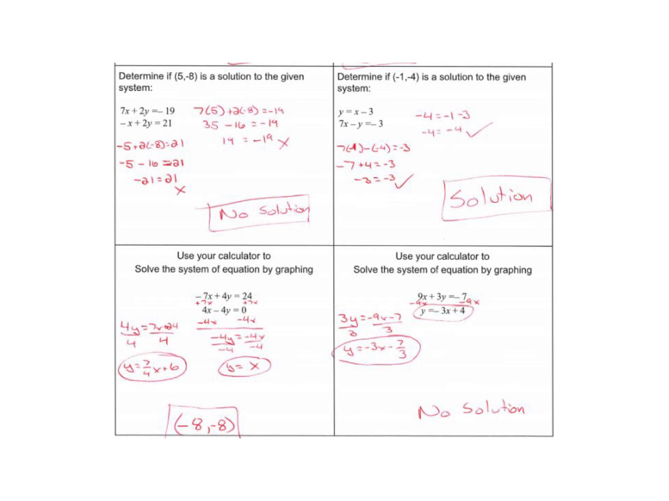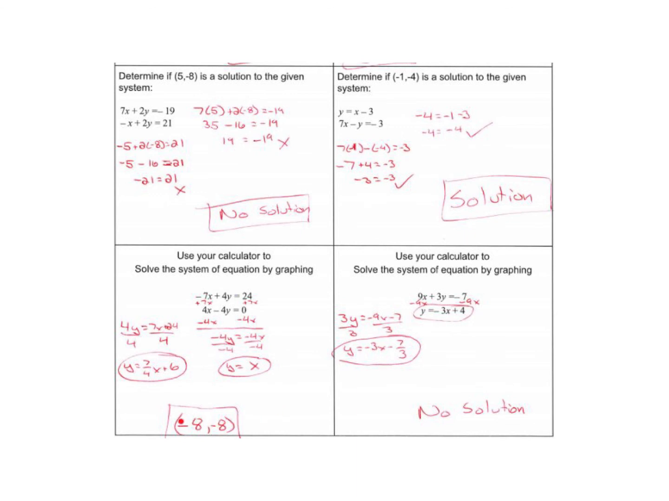All right, so again, when we are trying to determine the solutions, we need to plug that (5, -8) into both equations, and they both need to be true. First one, neither of them are true, so that's no solution. And the second one, we plug them in, that is going to tell us that is a solution. That is where these two lines intersect.